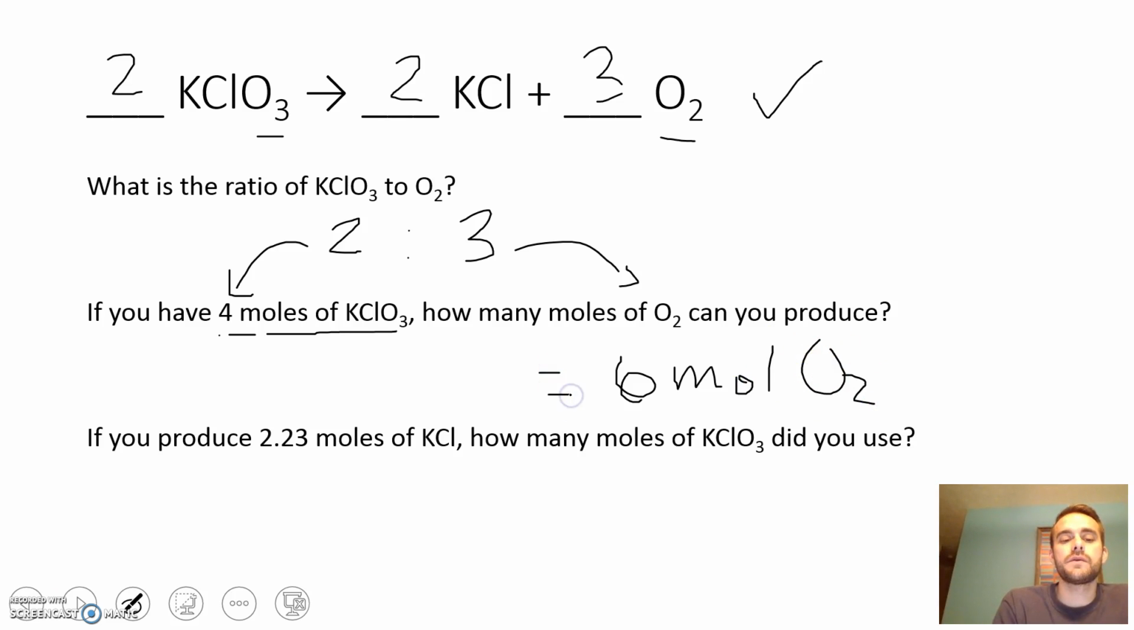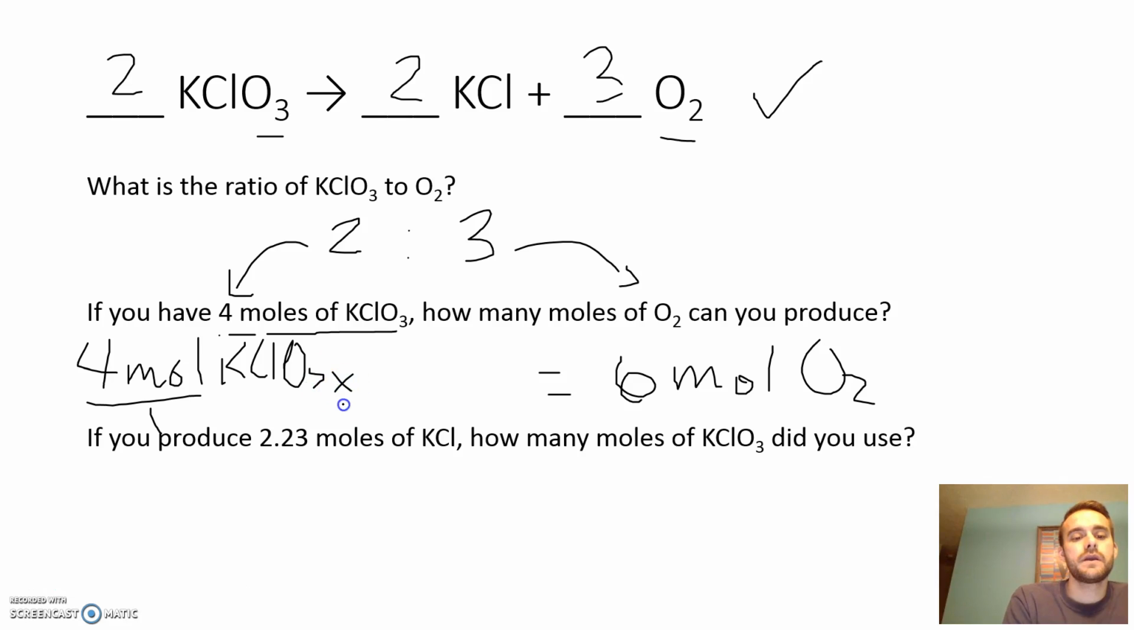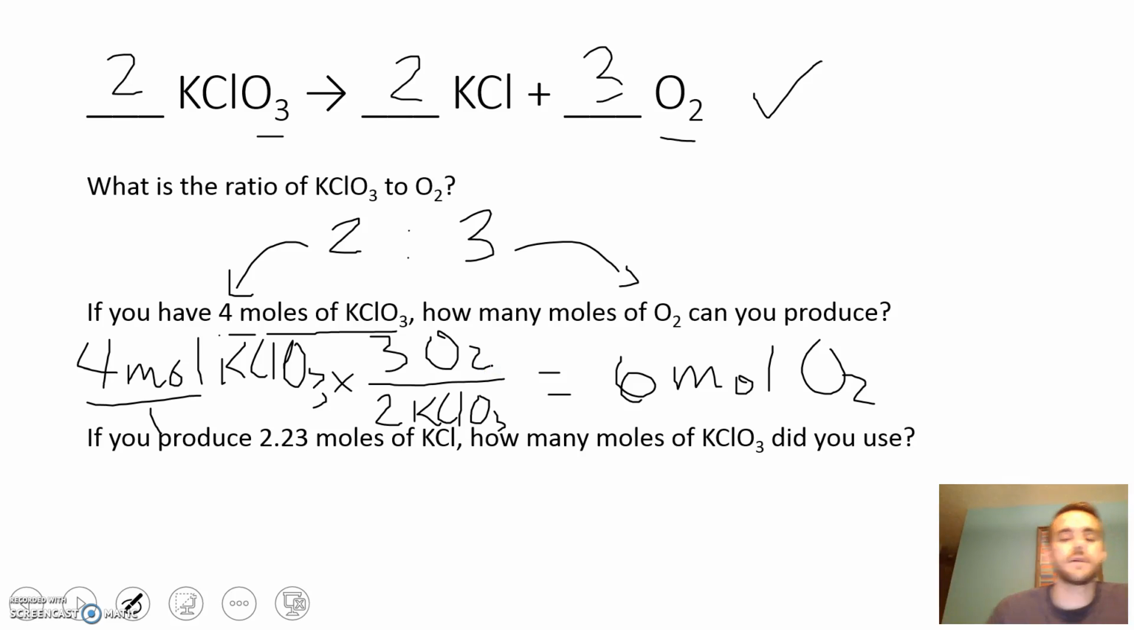Is it possible to find that using the ratio, like math-wise, like we did for the last one? Yes. You would just put 4 mole over 1, and that's of KClO3, and then you would multiply by our ratio, which is 2 KClO3 for every 3 O2, and those both are moles, but I just ran out of space and didn't write it. So KClO3 cancels, and that would give you 6 as well.